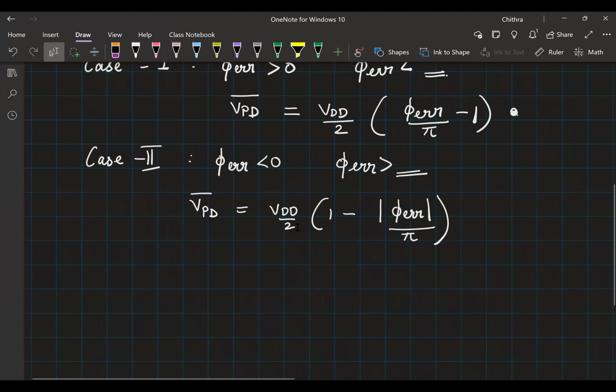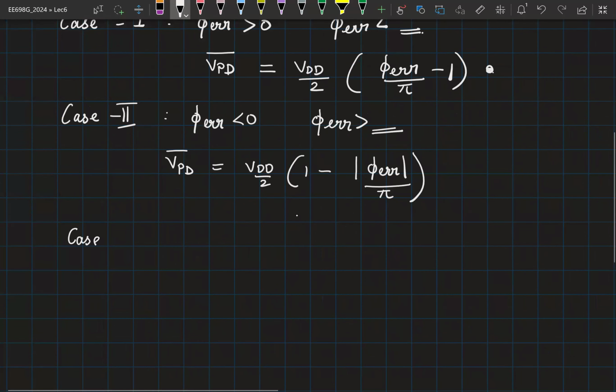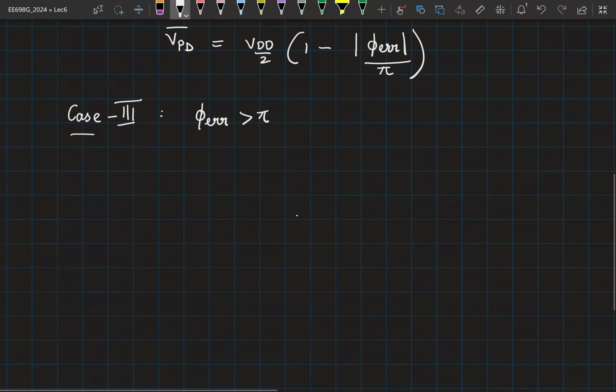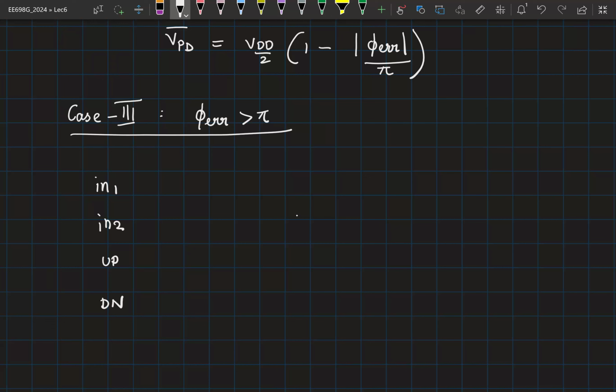So now let me consider a case 3, where phi error is greater than pi by a small amount. So now you have to sketch in one, into, up, and down corresponding to this case, and estimate what is the VPD average you get. Please try.